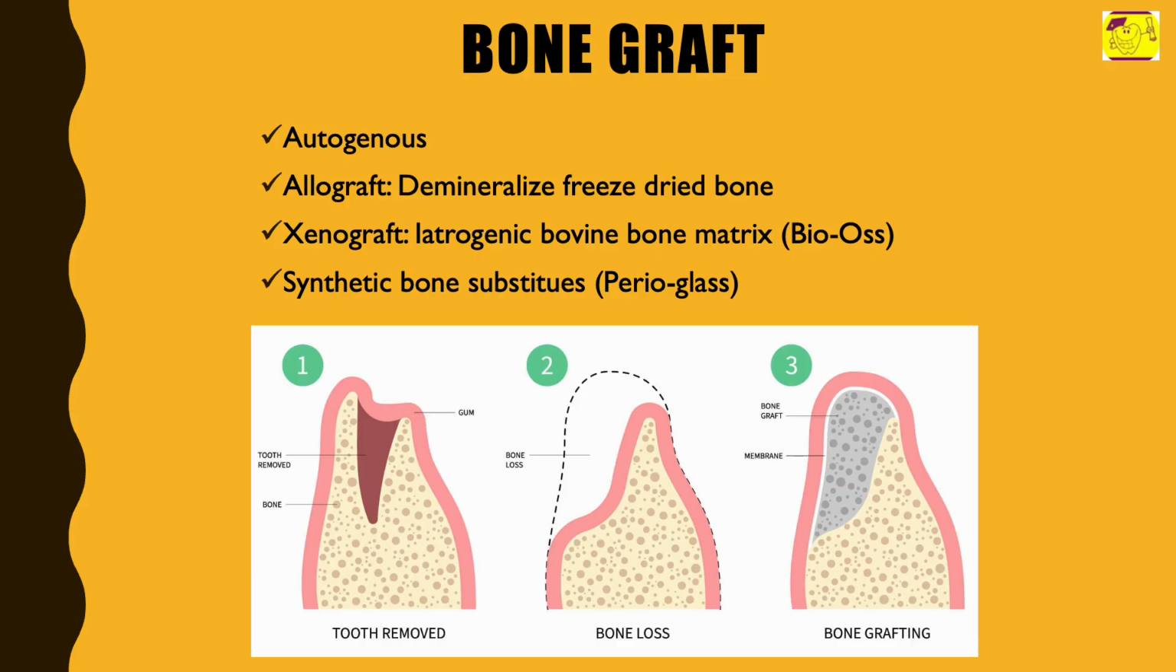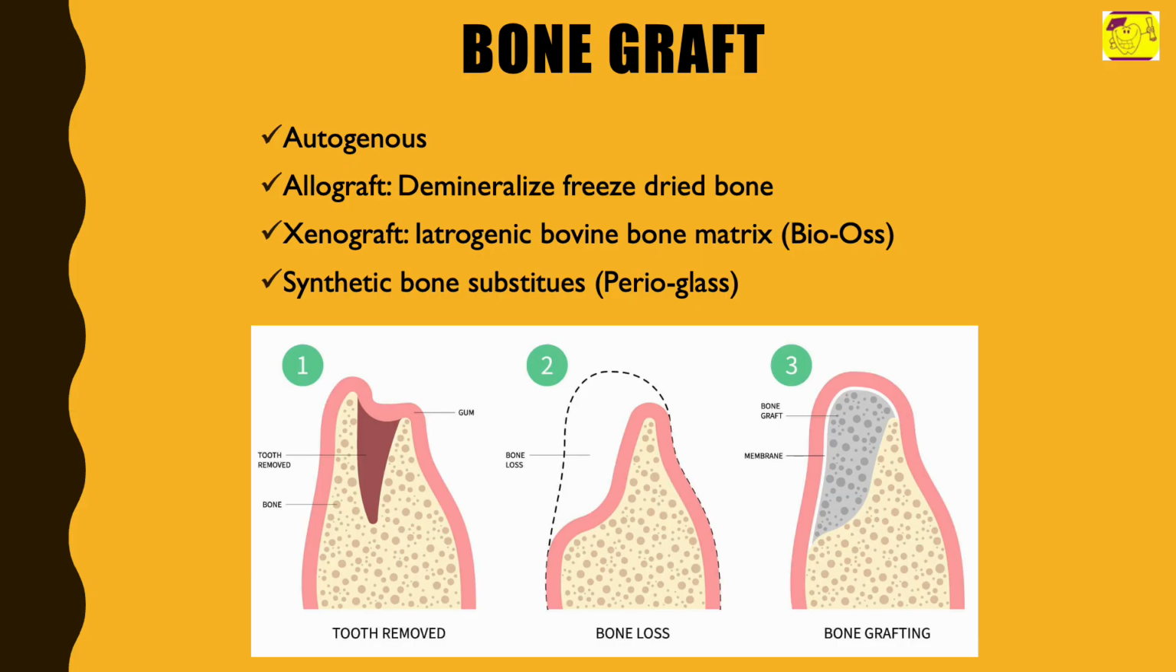Next is about bone graft. Say there is severe bone loss and you'll have to keep some artificial bone chips. That's what the general dentists understand this as. So you have various types of bone graft materials. The first one is autogenous bone graft, where it is taken from the patient's own self, perhaps from the iliac crest. And then you have the allograft, which is demineralized freeze-dried bone, commercially available.